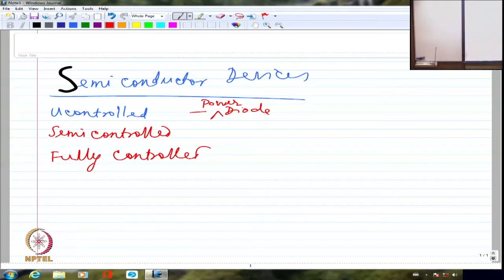Okay? And for the semi-controlled device, we normally talk about the SCR, silicon controlled rectifier. Many of the books use thyristor and silicon controlled rectifier synonymously. But thyristor actually indicates a family of devices. Some of them may be in fully controlled configuration, some in semi-controlled configuration. So I would rather say thyristor refers to a family of devices, some of them being semi-controlled and some fully controlled. In the fully controlled part of the thyristor family, we have something called the GTO, gate turn-off thyristor.